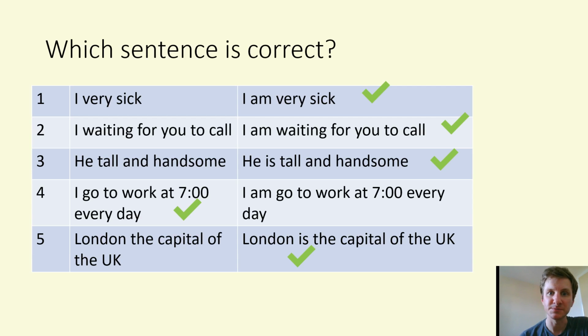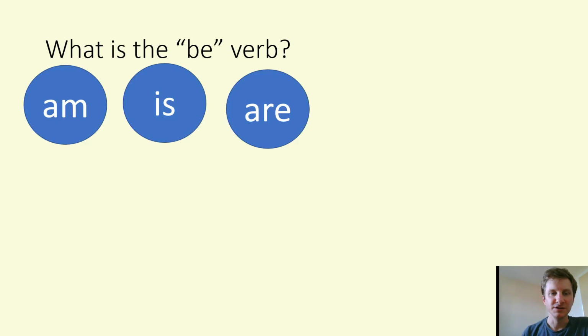The difference between all these sentences is the be verb. So when should you use the be verb and when should you not use the be verb? So first, what is the be verb? The be verb is am, is, are. That's it in the present tense. We also have past tense, was and were, but we're just looking at present tense today.